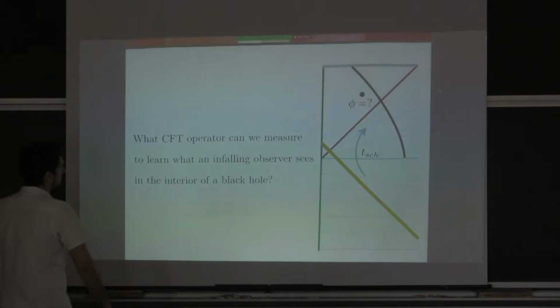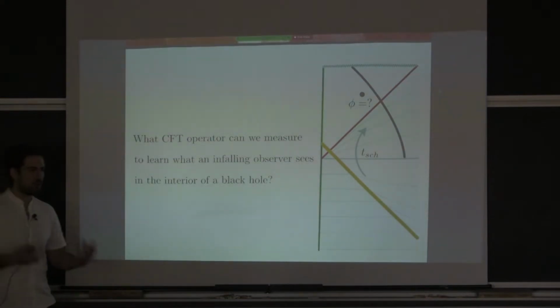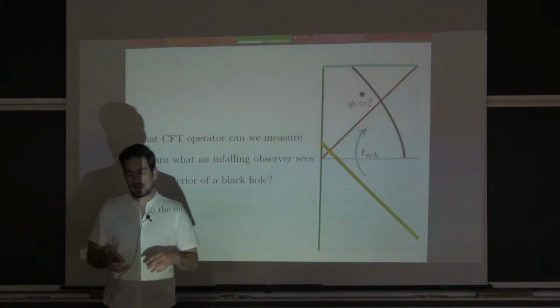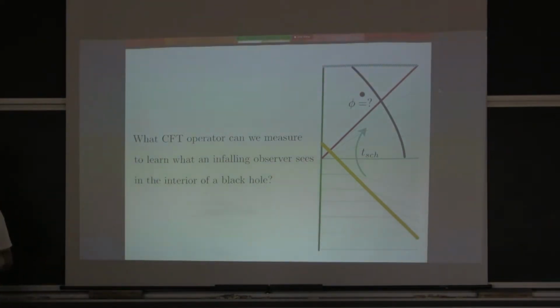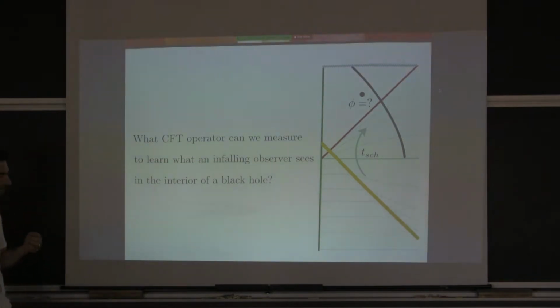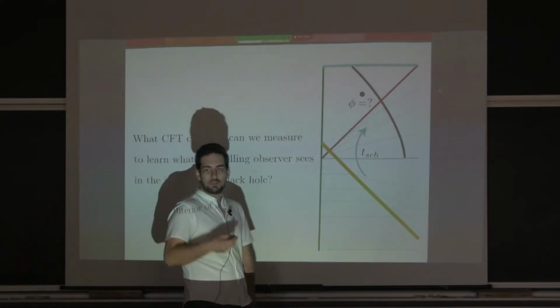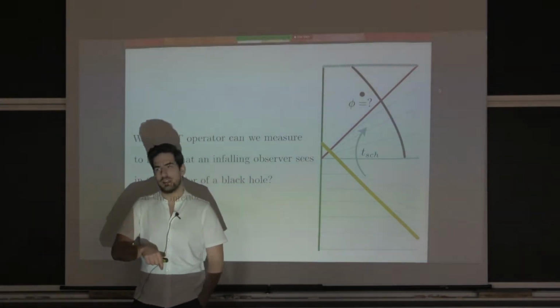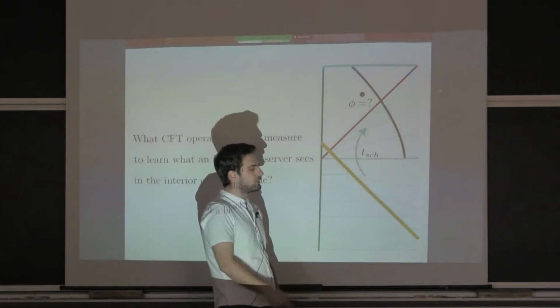So the question we want to ask is very simple. Suppose that you have a holographic conformal field theory. You have simulated in your lab, you built some system that simulates N equals 4 super Yang-Mills, for example. And you prepared it in some state that's a high energy state dual to a black hole in AdS. And suppose that you are interested in the experience of some observer that lives inside this AdS universe and decides to jump inside the black hole you prepared in your lab.